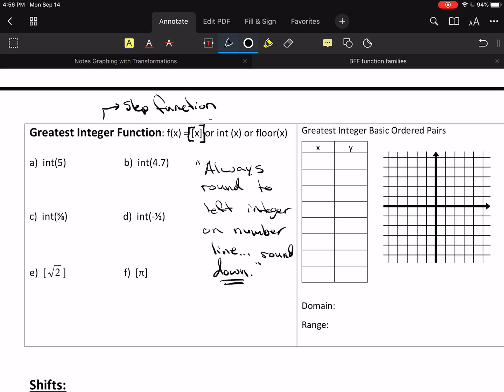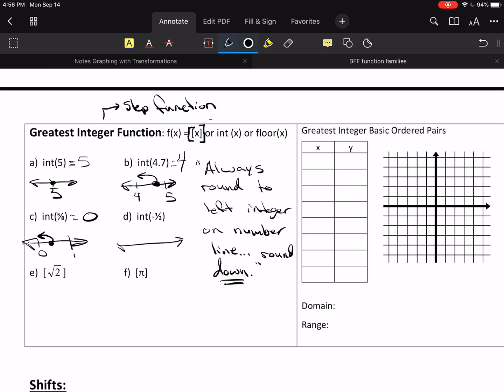So 5 is on the integer 5, so that doesn't change. If it's an actual integer, it just stays as that integer. So here's 4, here's 5, here's 4.7. So round it to the left integer, round down. So this would equal 4. 0, 1, here's 3/8. So we round down to 0.